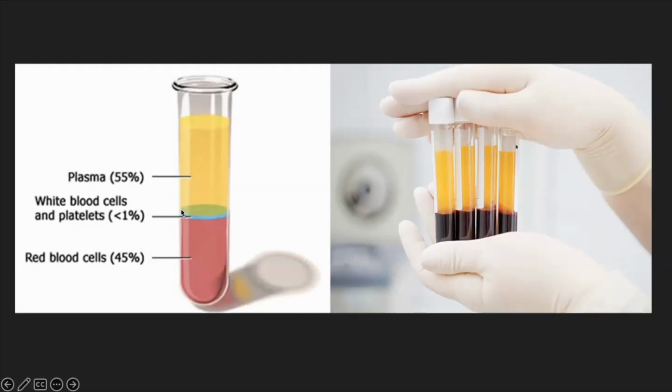Less than 1% of your blood is white blood cells, and the remaining 44 to 45% of your blood would be red blood cells.